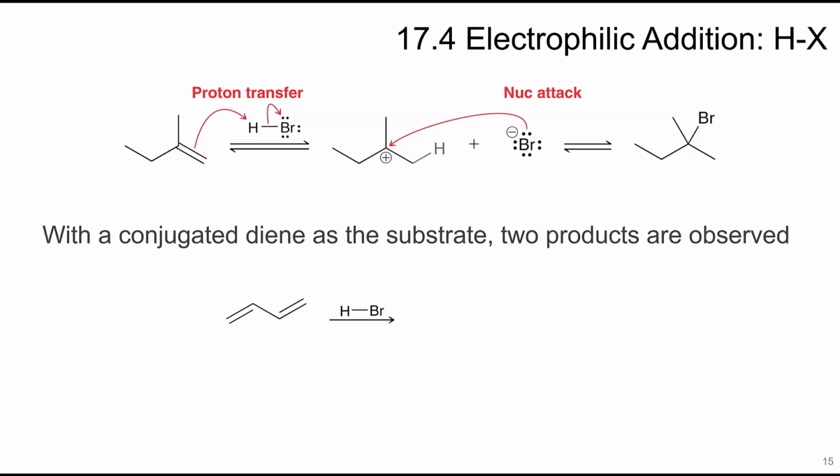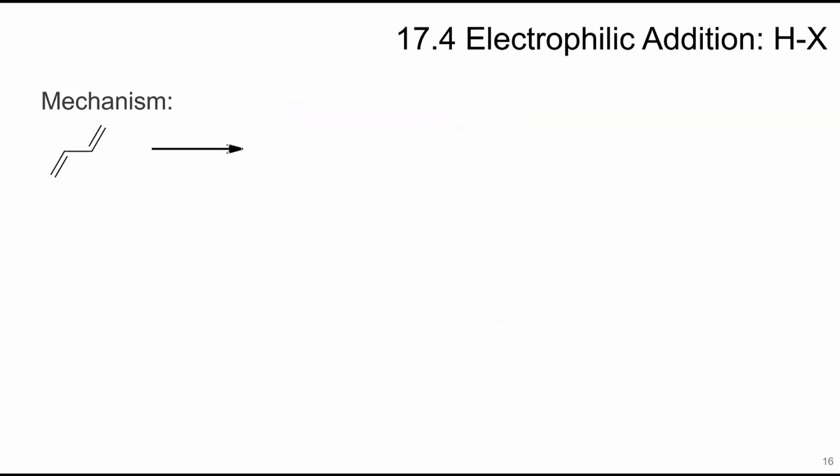With the conjugated diene as the substrate, we can actually observe 2 products. In the first one, the Br adds as it would normally as if this alkene wasn't there. In the second one, the alkene shifts and the Br is added to the other end. So to look at a mechanism of this, the arrows start the same.